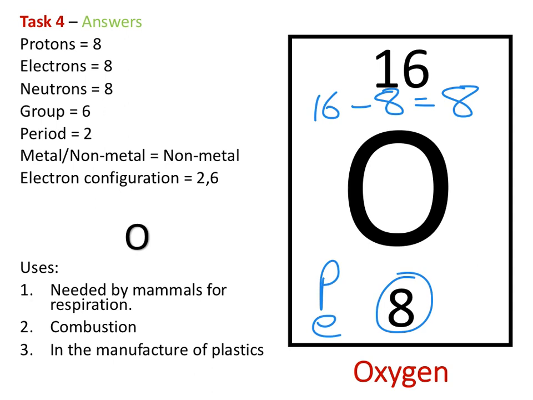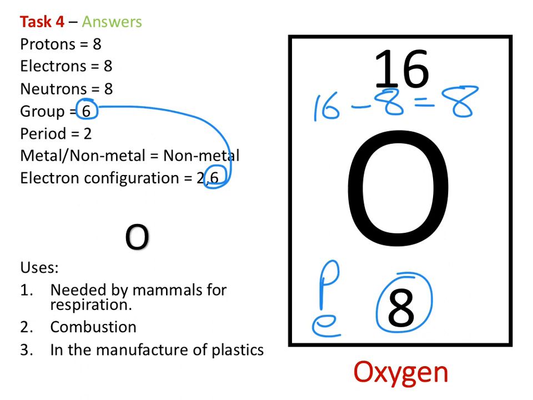The electron configuration has 2 numbers because there are 2 shells, and the outer shell has 6 electrons, and that matches that just there. Okay, where is it in relation to our staircase between metals and non-metals? More on that in another lesson. It is a non-metal because it's on the right-hand side.